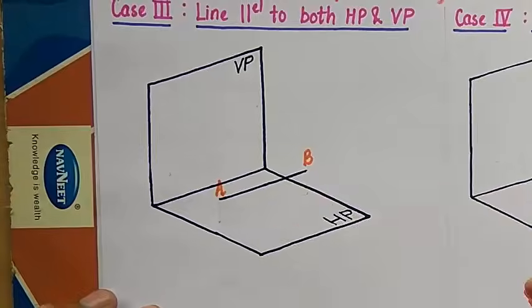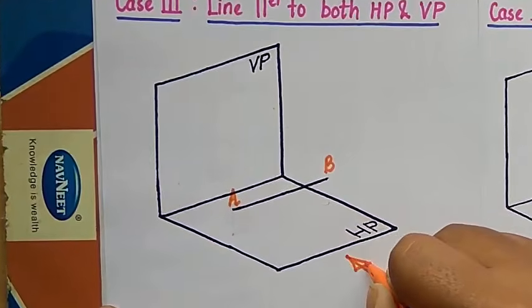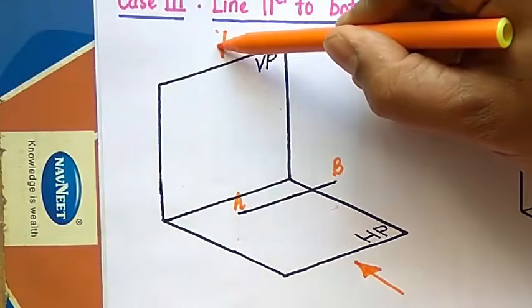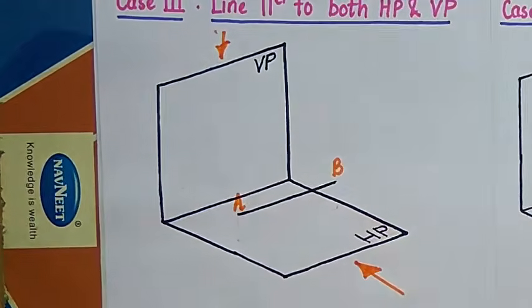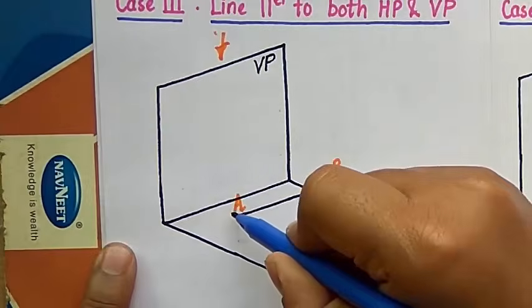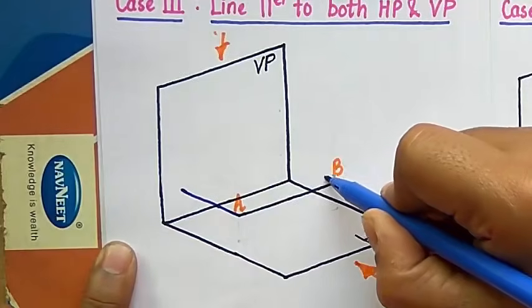So first of all we are going to look at this line right from the front this way. So this is going to be for our front view, and then we will have this for top view. Alright, so now let's look at this line right from the front. I'm going to extend this until it intersects this vertical plane at a certain point.